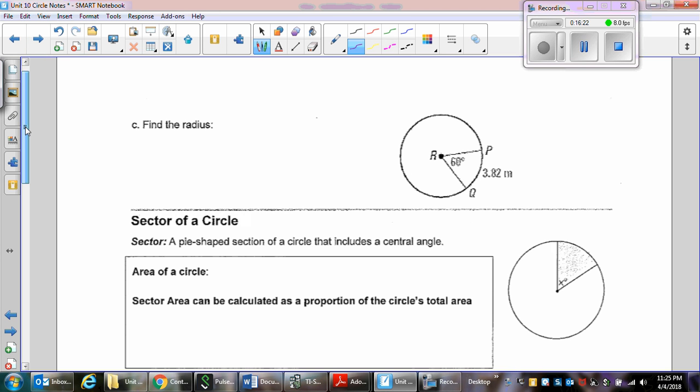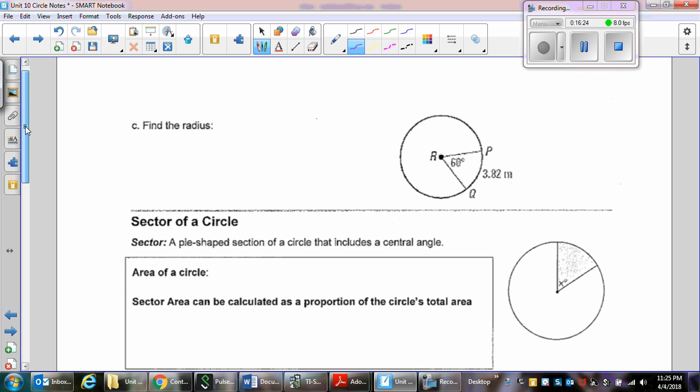It says find the radius of this circle. Okay. So still we're going to use the same formula, which is 2 pi r.